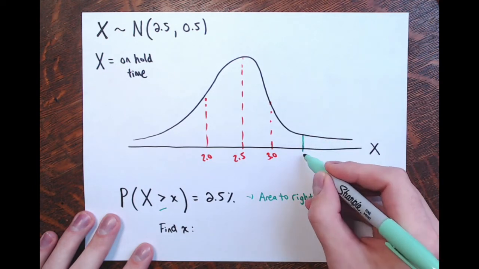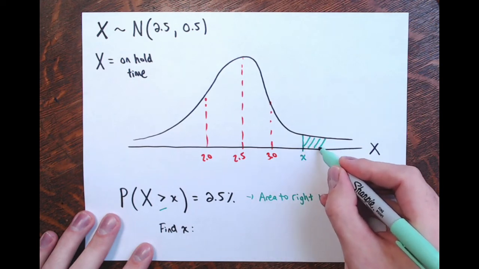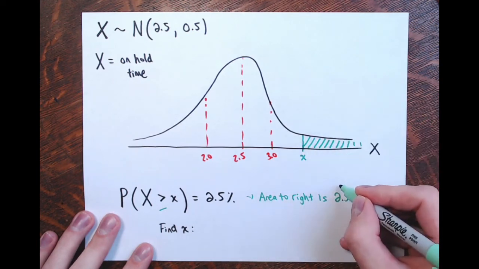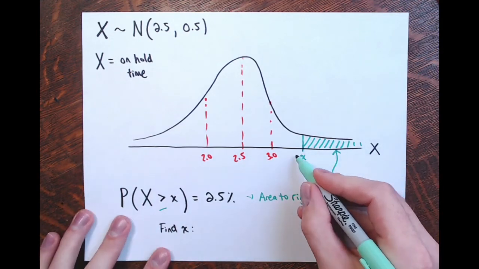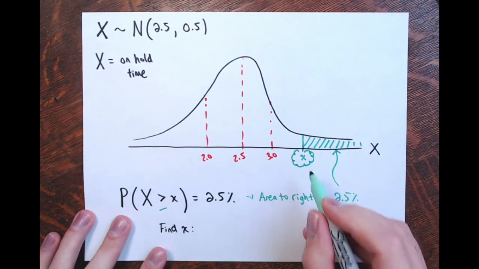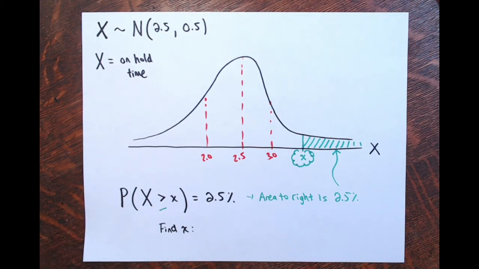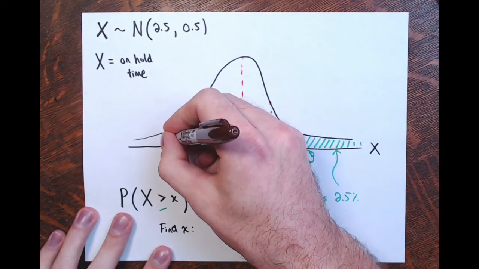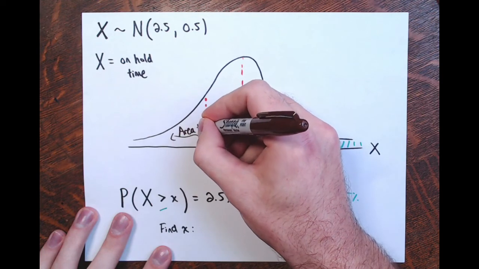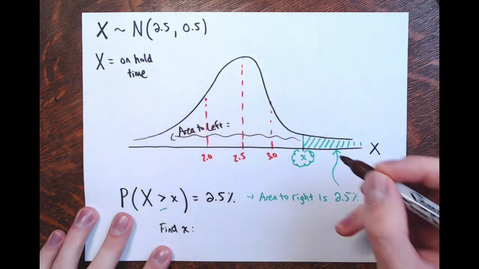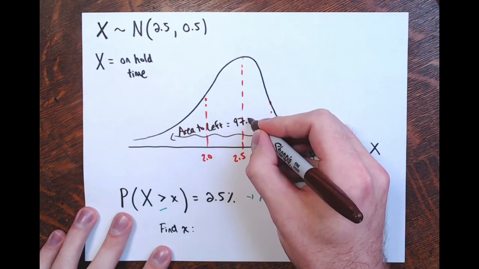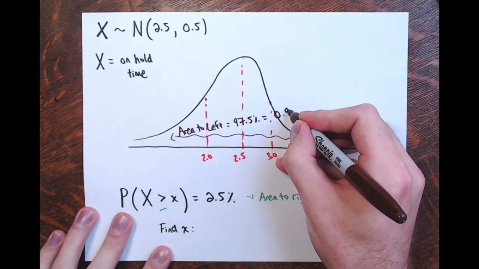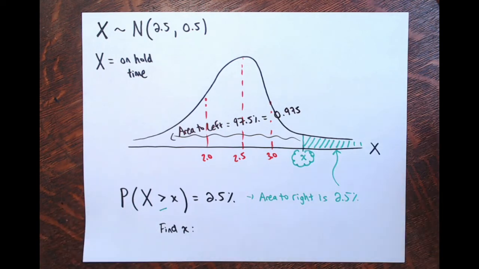So that'd be some value x over here, where the area to the right is 2.5%. I want to know what this value is. What's that on-hold time? How many minutes is that? Now, if the area to the right is 2.5%, that means the area to the left of this value is 97.5%, or 0.975. You're going to need that.